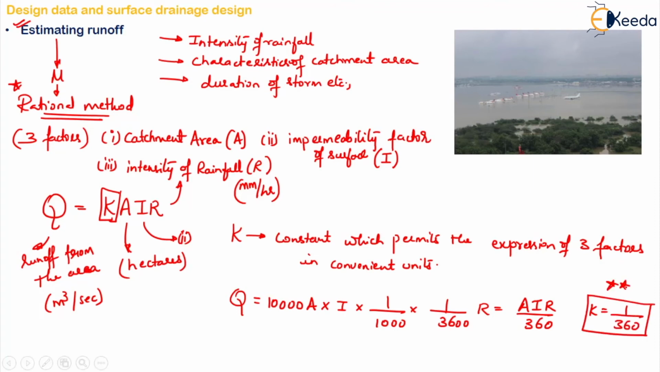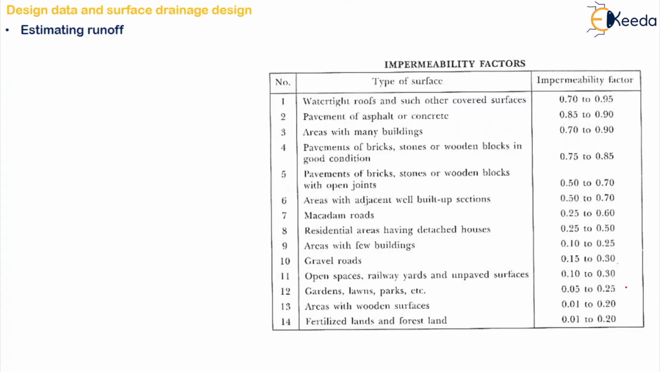Some quantity of rainwater that falls on the ground is absorbed by soil, and the percentage of the rainwater that enters the sewer is known as the impermeability factor. Some of the standard impermeability factors are given in this particular table based on the type of surface. You can see there are 14 types. Water tight roof and such other covering surfaces will have an impermeability factor of 0.7 to 0.9. Like that we have the 14 standard values of the I value.